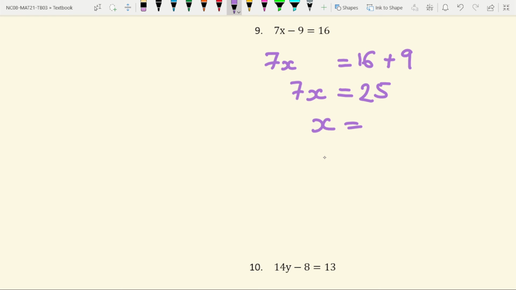If there is no symbol present between two quantities, then we have to understand it to be multiplication. The operation between 7 and x is multiplication. So while bringing 7 to the RHS, multiplication will get converted to division. So we'll write divided by 7. Because 7 and 25 will not get cancelled, this is our final answer. We cannot solve it further.